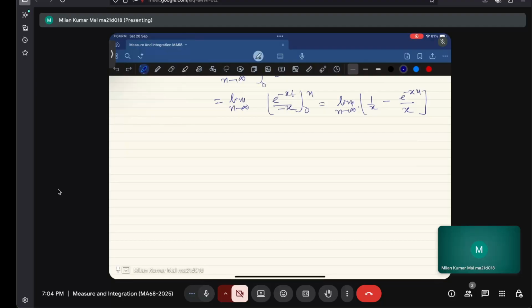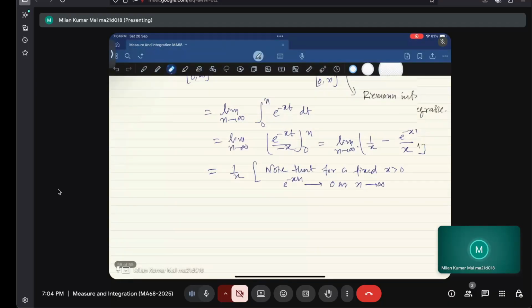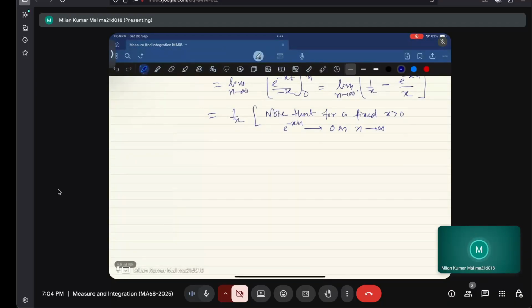Now, this can be written as 1 by x. Note that for a fixed x greater than 0, e to the power minus xn converges to 0 as n tends to infinity. So this is what it is. This is the first part. This is what you have to prove. So this solves the problem. Now let's do another problem, I mean part of this problem as n tends to infinity. So this is done.